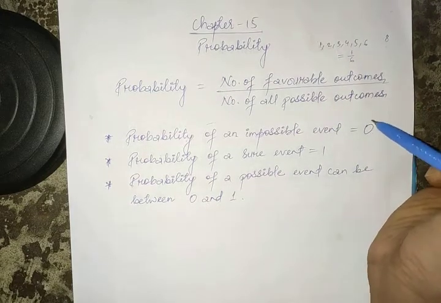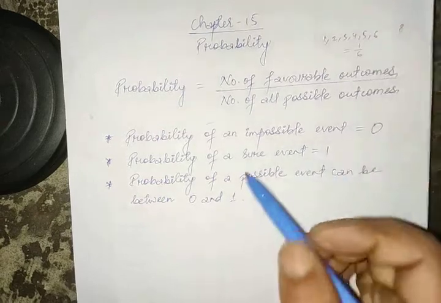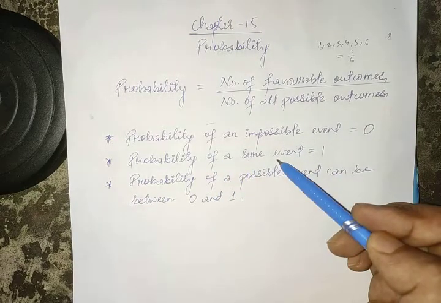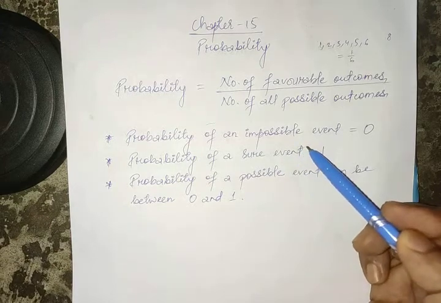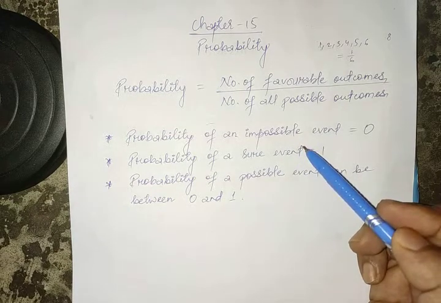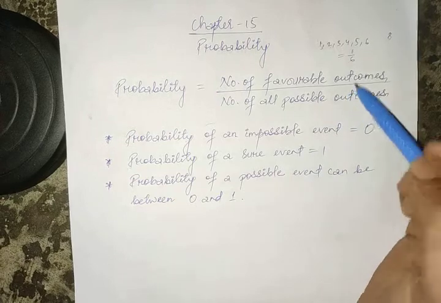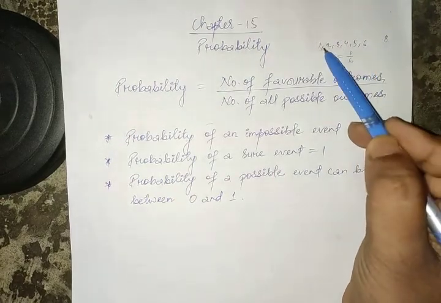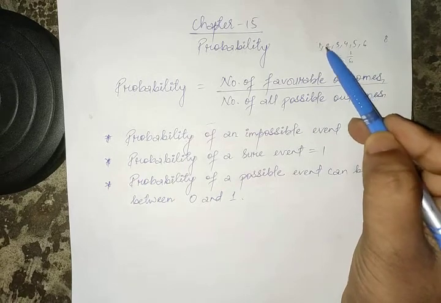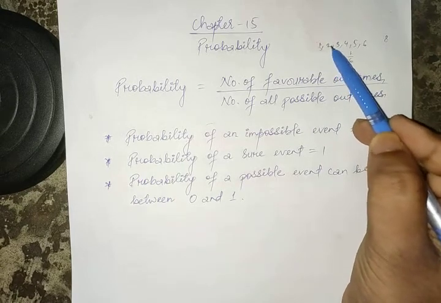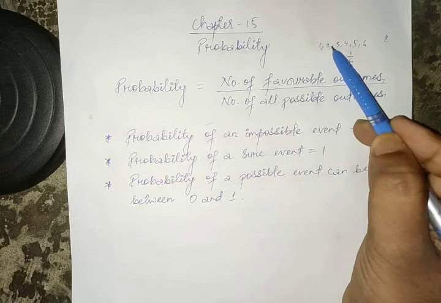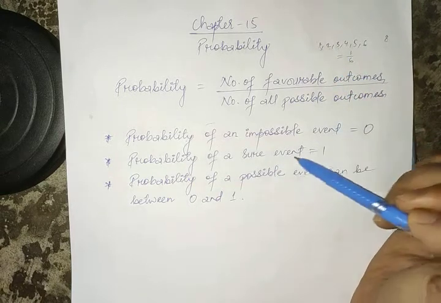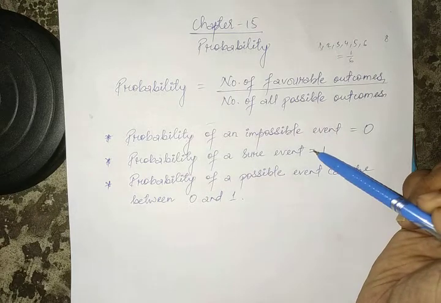That is 0. The next one is probability of a sure event, okay? That means it will surely occur. Say for example, you can take the same example, the probability of getting number 2. This number 2 is already there on the dice, so you'll surely get this number 2, right? So the probability of a sure event is 1, okay?